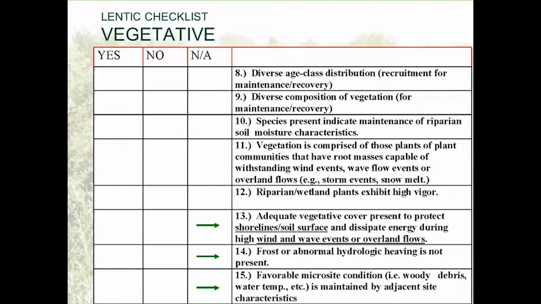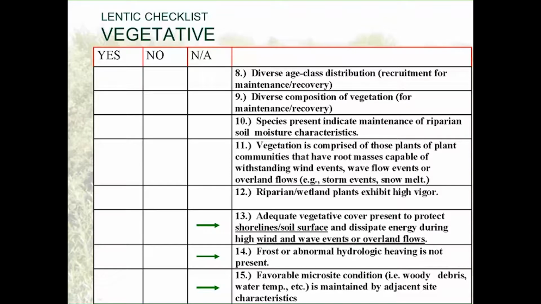Do we have vegetation that is comprised of those plants or plant communities with root masses capable of withstanding whatever the energy event is for the system, the energy that can put the system at risk, be that wave action or overland flow events, storm events, etc., snowmelt. And next is the vigor question, same question. And then do we have enough of the vegetation present to protect the shoreline and to dissipate energy during the events, either the wind or wave or overland flow events?